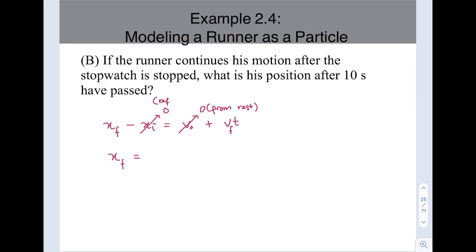This is the reference position. Then we have v final in terms of x times t. Then we have 5 times 10 seconds. Then you're going to have 50 meters.